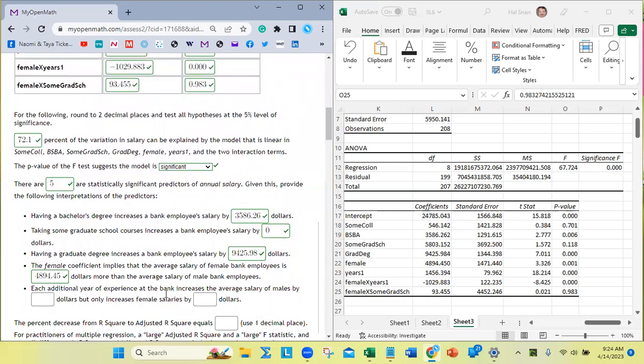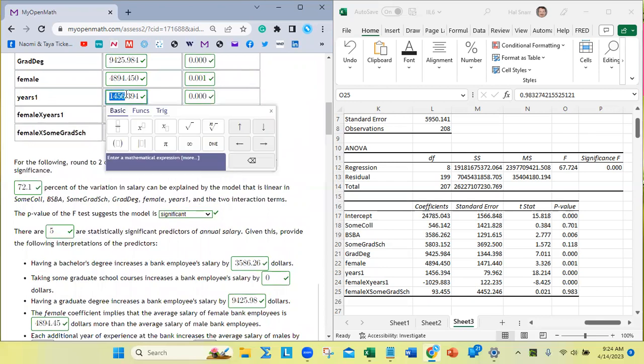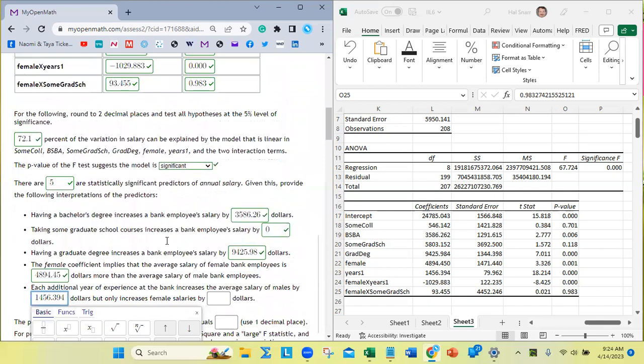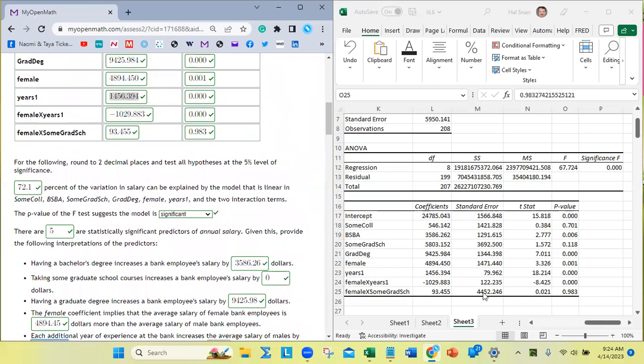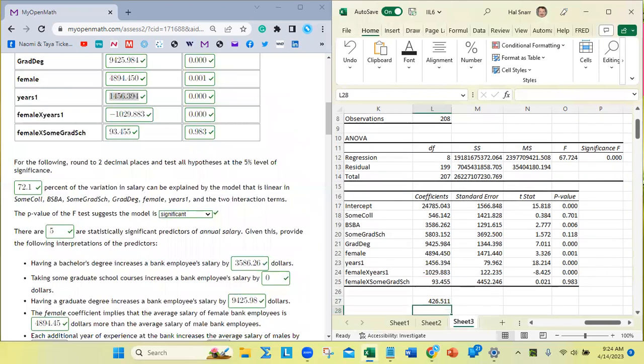Each additional year of experience at the bank increased the average salary of males by, oh yeah, here we go. This is what I was talking about earlier. It increases male salaries by that amount, but increases it only by the difference in the sum of these two. So let's go over here. Sorry, I made a mistake on that. It's the sum of the two. So when I add these two together, I get the annual increase that females get relative to males.